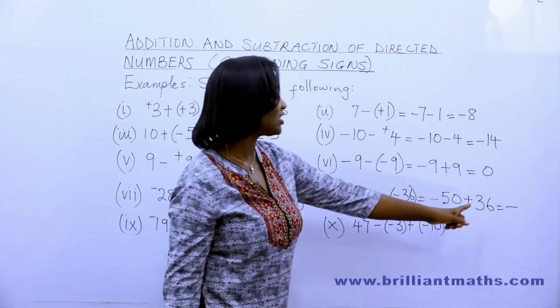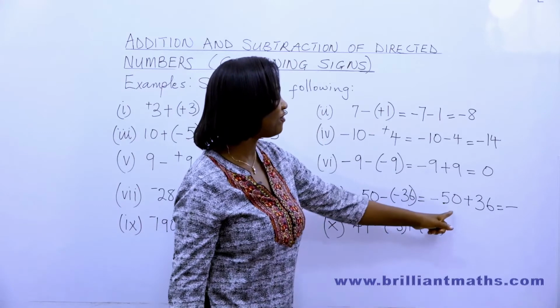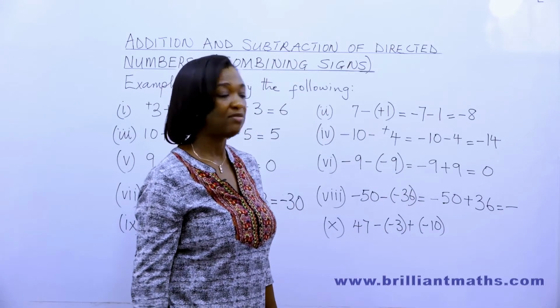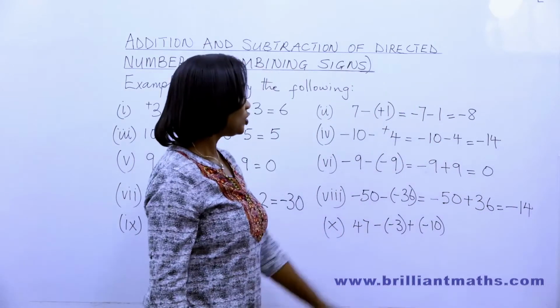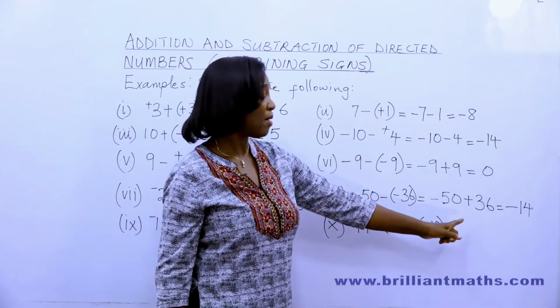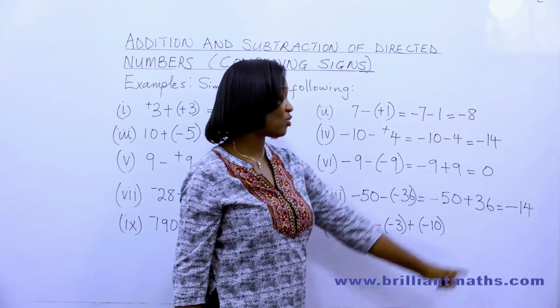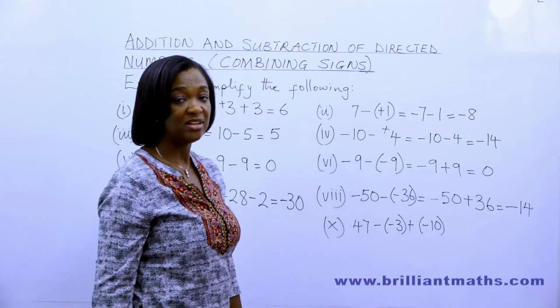And then we subtract 36 from 50, and what do we have? We have 14. So minus 50 plus 36 is equal to minus 14.